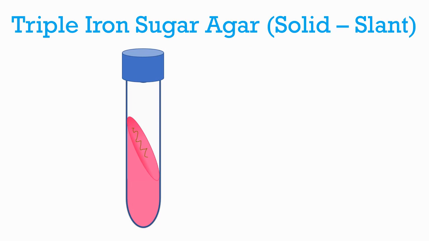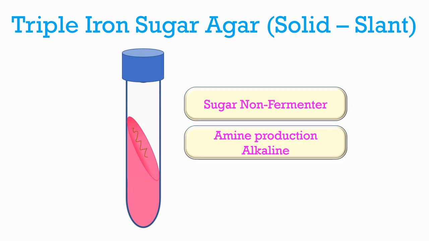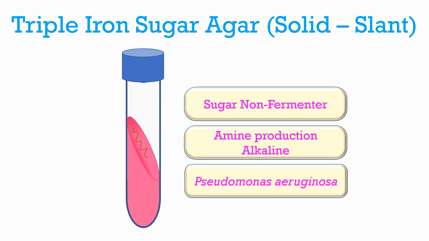The non-carbohydrate fermenters will utilize peptone in the medium and produce amines, making the medium alkaline, indicated by the pink color throughout the medium. Example is Pseudomonas aeruginosa.